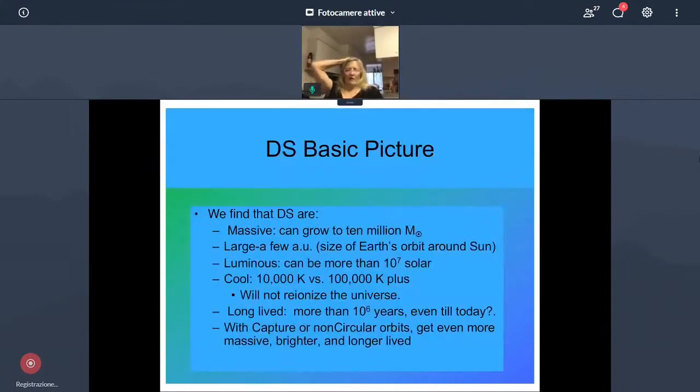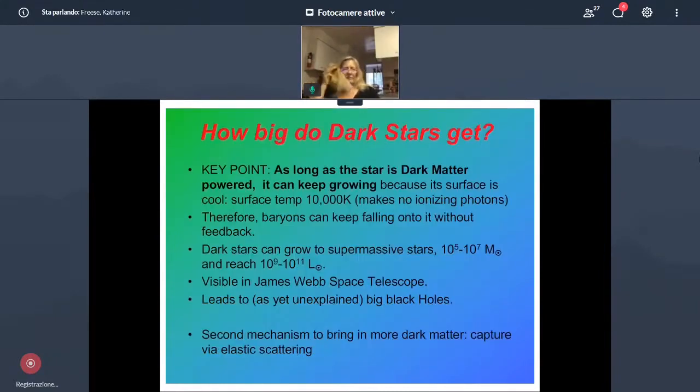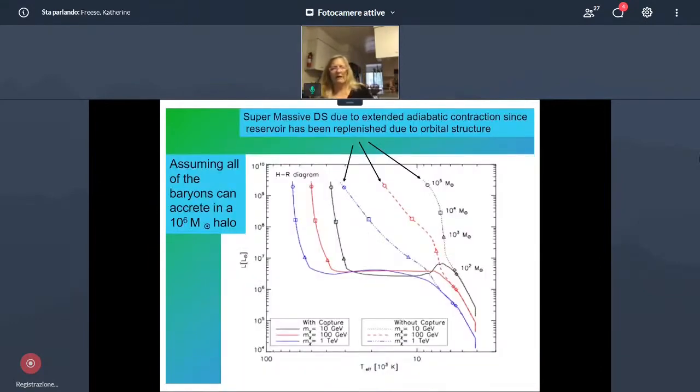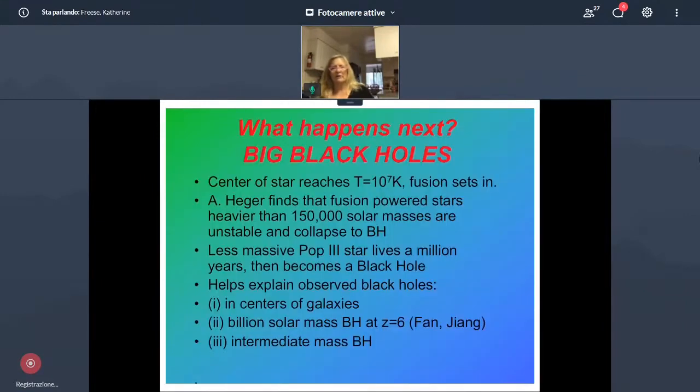I've already said this. Next slide, please. And so I mentioned they can be very big. Next slide, please. And when they die, I'm going to skip this. We did the real stellar evolution for these things, but when they run out of dark matter, then they will collapse and could explain the many large black holes. And of particular interest are the ones at high redshift that are very, very hard to explain any other way. Next slide, please.